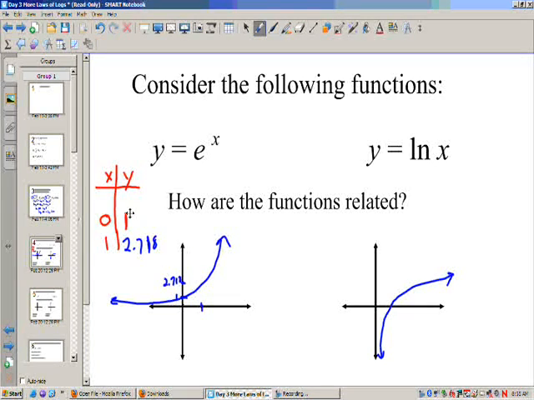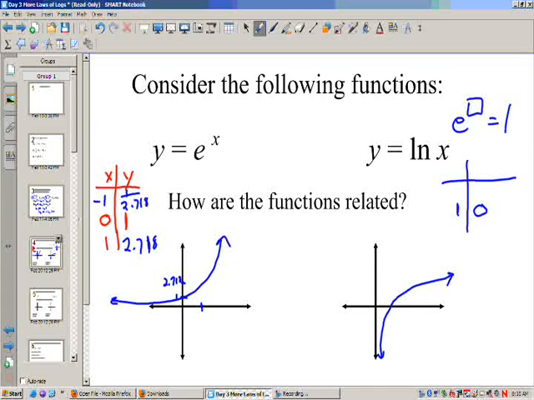And as we go less than 1, now it would be 1 over e, which is 1 over 2.718. So it gets closer and closer to 0 as it moves to the left. Now this is the opposite. So it's just like changing your x's and your y's. So if I want to find the natural log of 1, that's saying e to which power equals 1. That answer is 0.